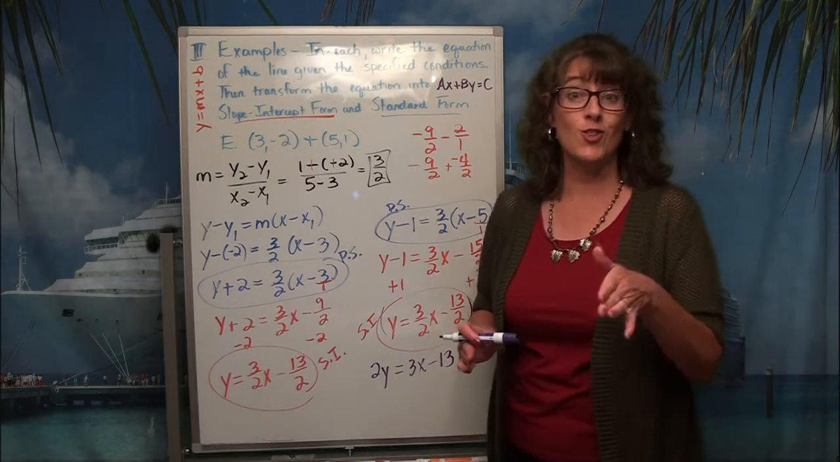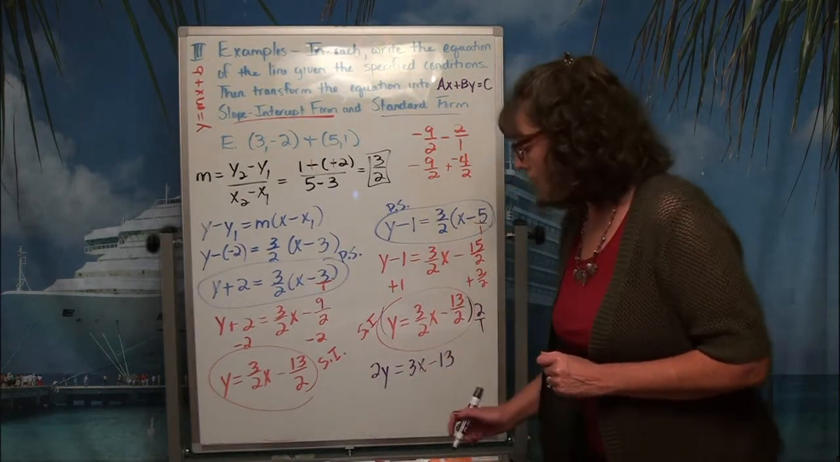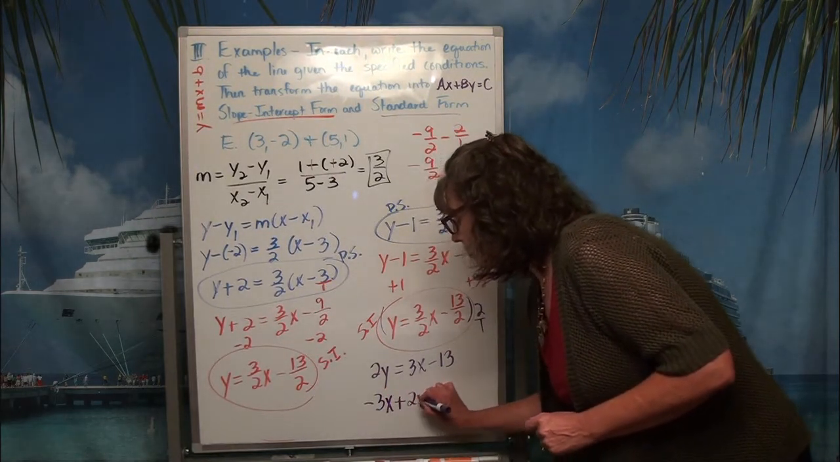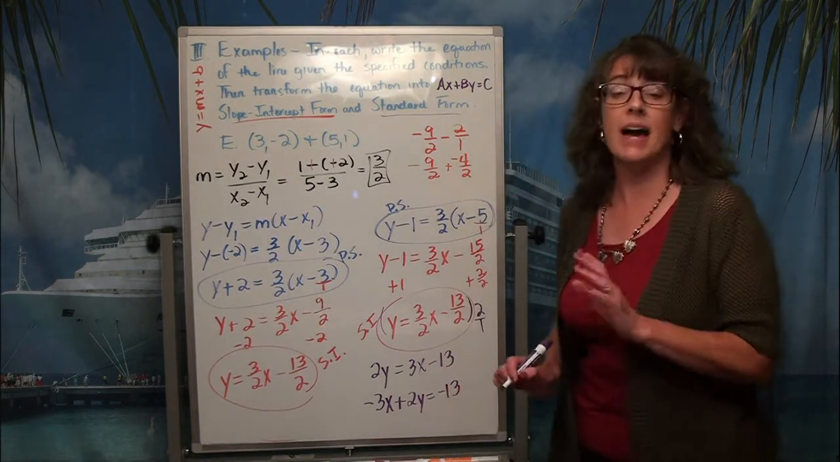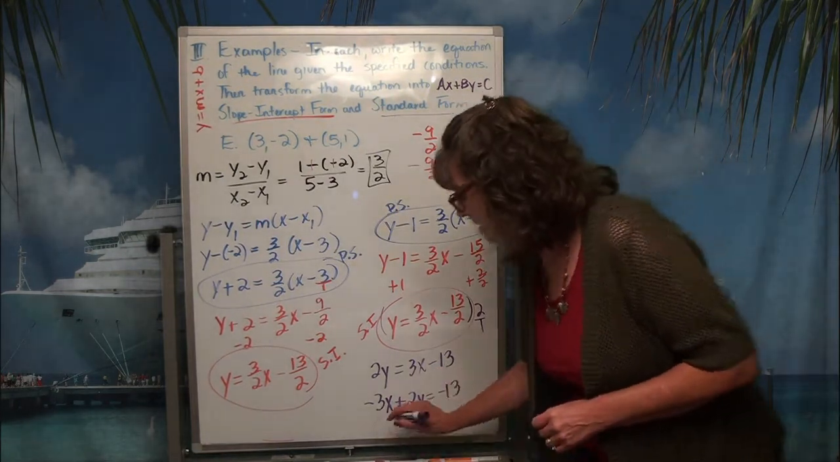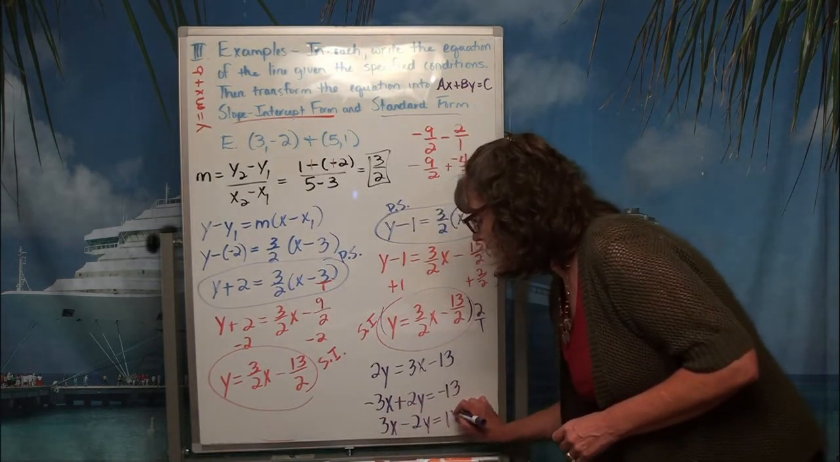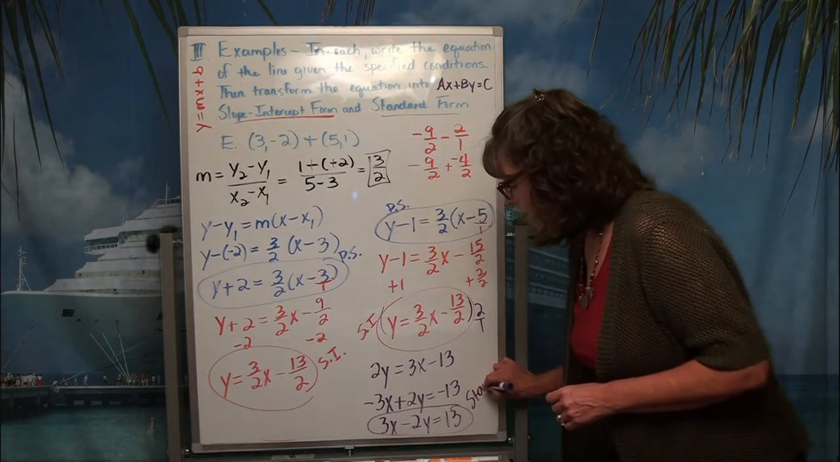So, fractions are gone. Now, all I have to do is slide that 3x over. When I slide it, I'm going to subtract it. And that 2y is positive. Be very careful, name tag here, that's a negative 13. And the last thing I have to do is make sure that this front coefficient is positive. And in order to do that, I'm just going to change every one of the signs. Ta-da! There is my standard form.